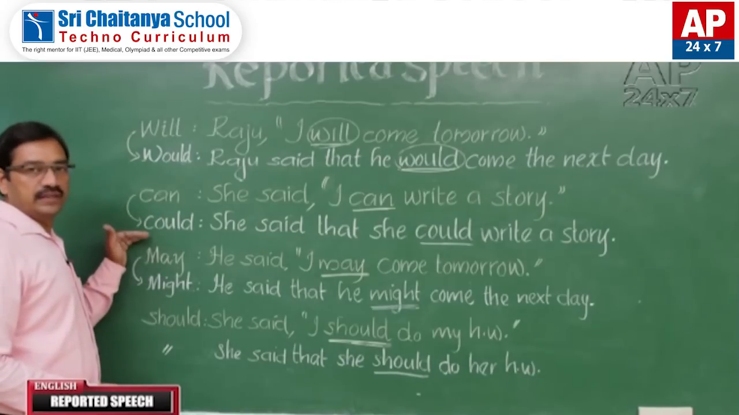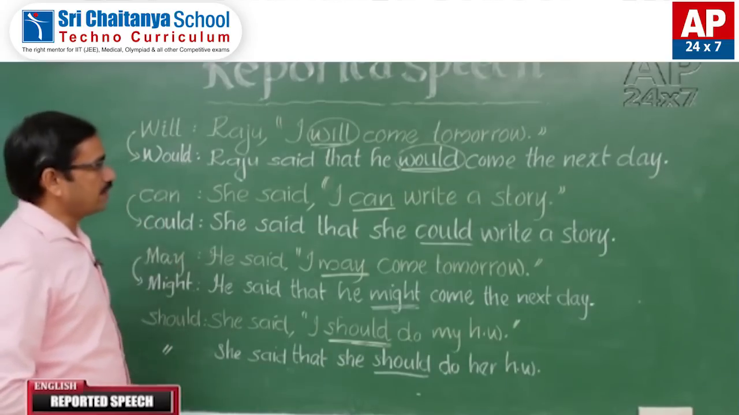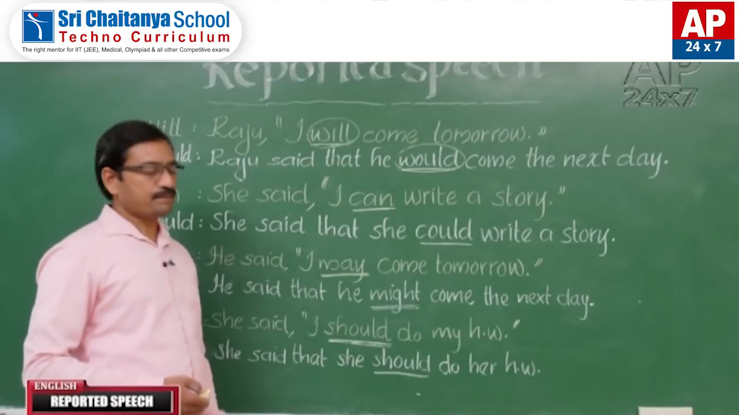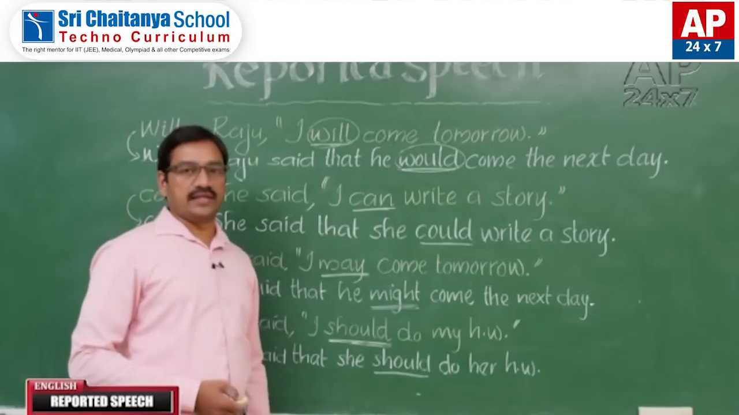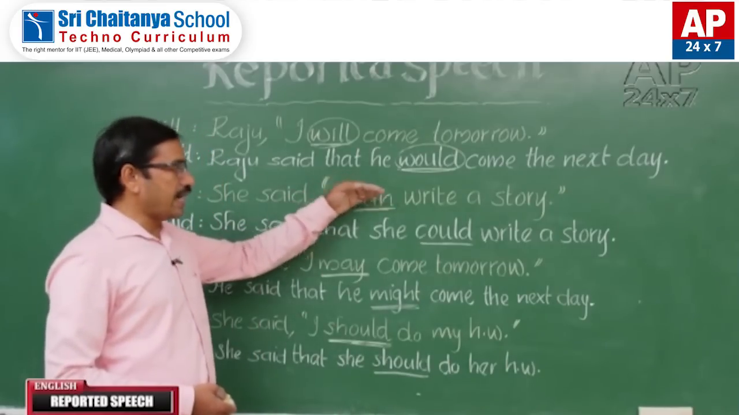Can becomes could in the indirect speech. She said, I can write a story. She said that she could write a story, that is indirect speech. In the indirect, can becomes could.